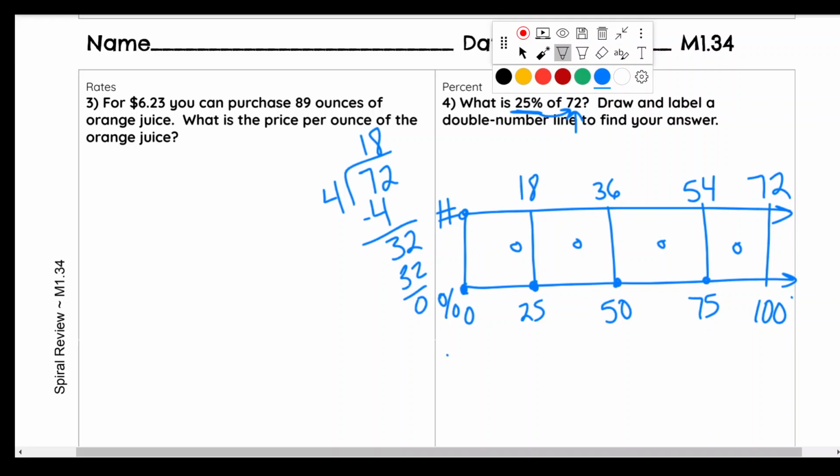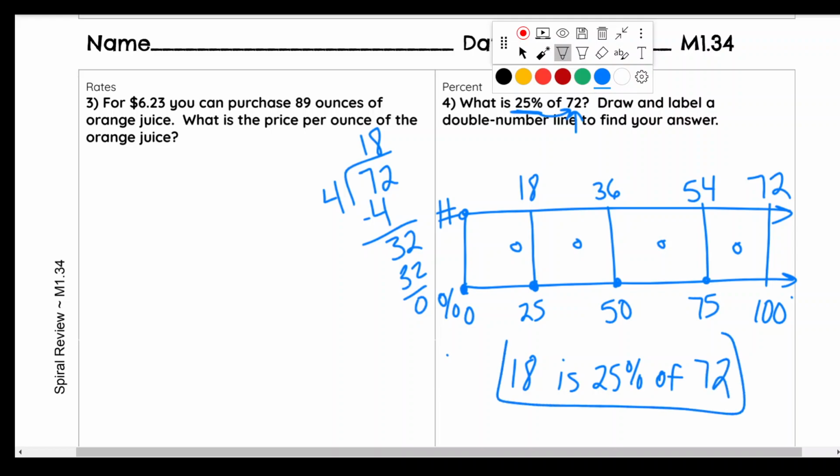I can see that 18 is 25% of 72. And that concludes this little ratio review.